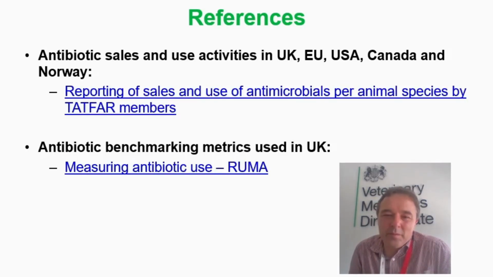Firstly, TAPFAR, which is the Transatlantic Task Force for AMR, did produce a document that looks into the reporting of sales and use of antimicrobials across the UK, the EU, Norway, as well as the USA and Canada. So this is a really useful report that explains how sales and use is collected in these different countries and regions, and it looks in detail at the different metrics that are used and some of the methodology as well. So I think it's well worth a look.